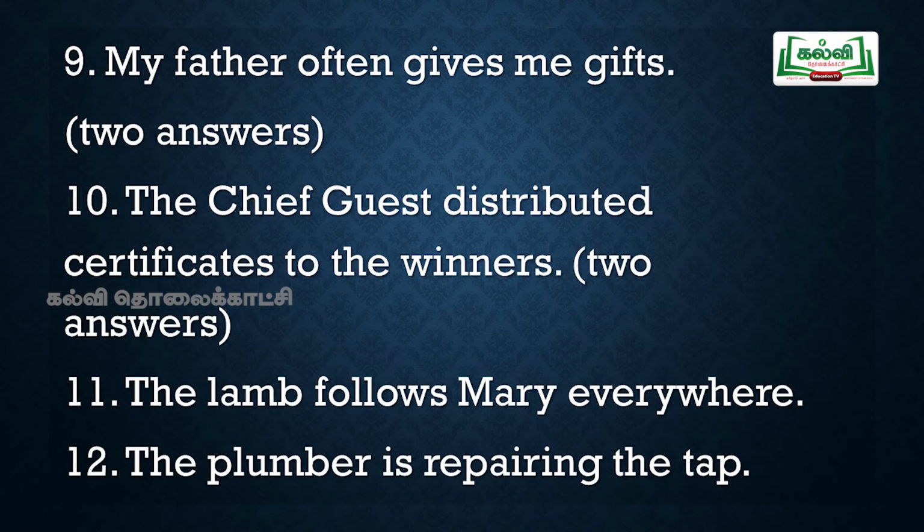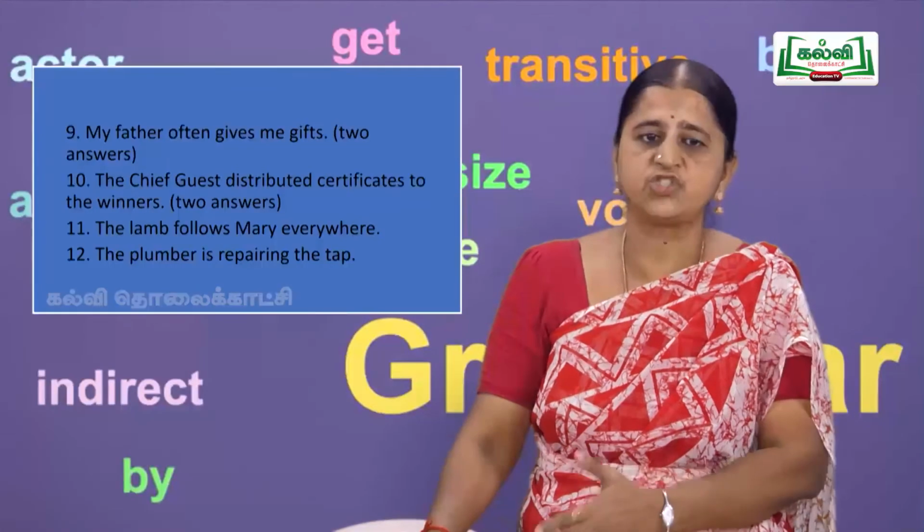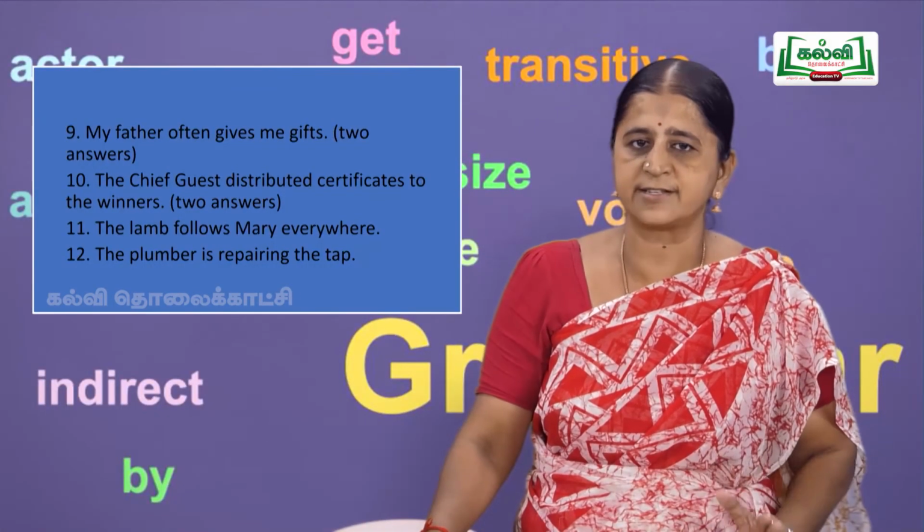The chief guest distributed certificates to whom? To the winners. So, you start your answer with the winners. The winners, plural. The winners were distributed certificates by the chief guest. So, this is answer number 2.